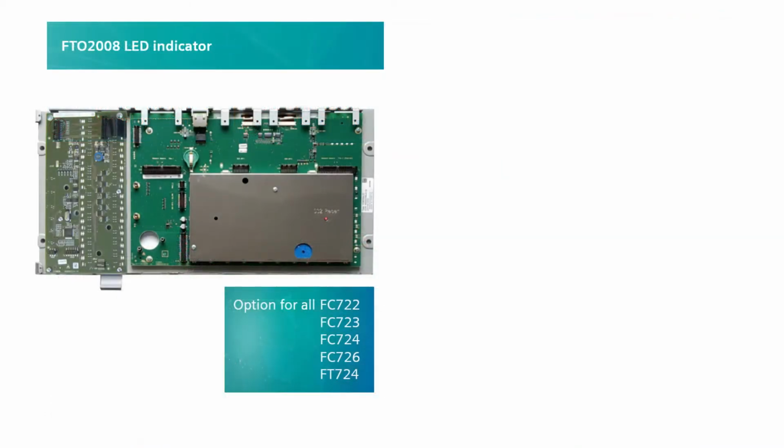There are some other versions of the FC721 and FC722, which include the FTO2008 on the operation unit. Single or multiple FTO2008s can be added to all other station types. They are mounted on the lower part of the comfort or large housing. They can be configured as either a zone indicator or an LED indicator.